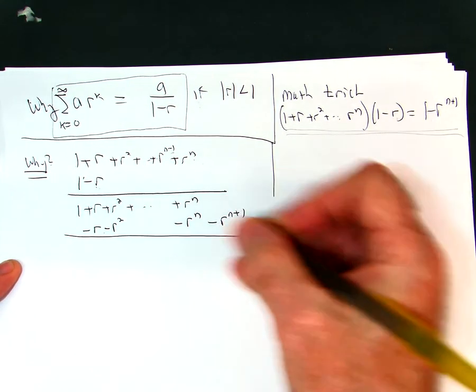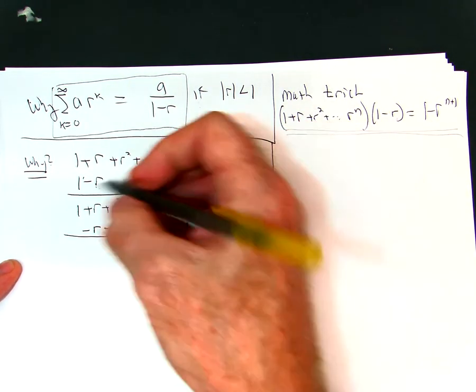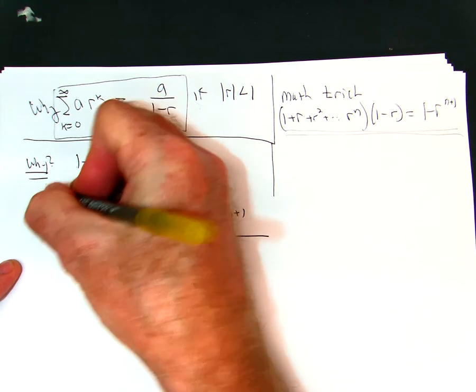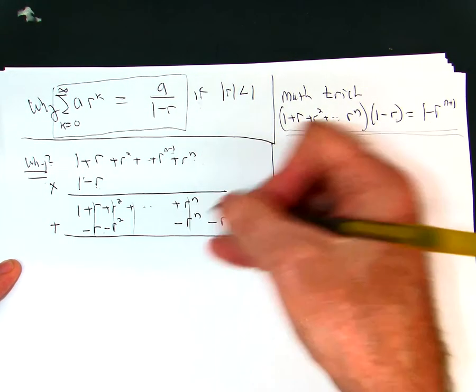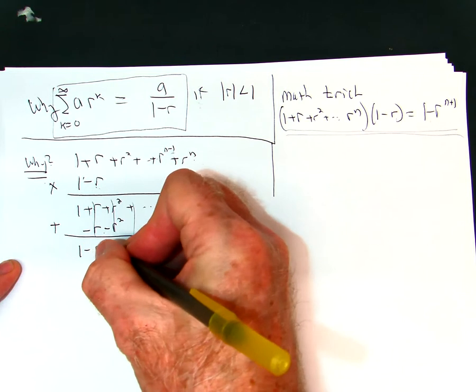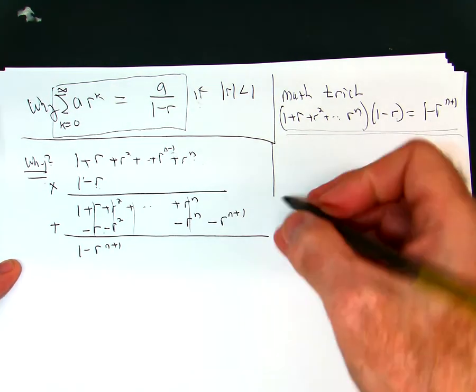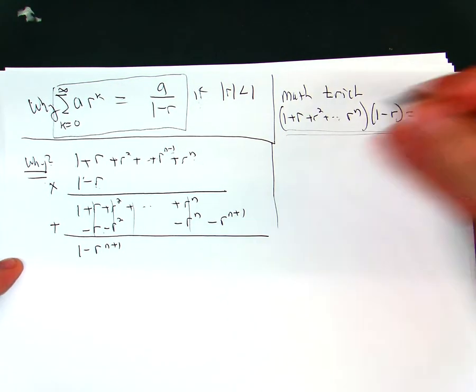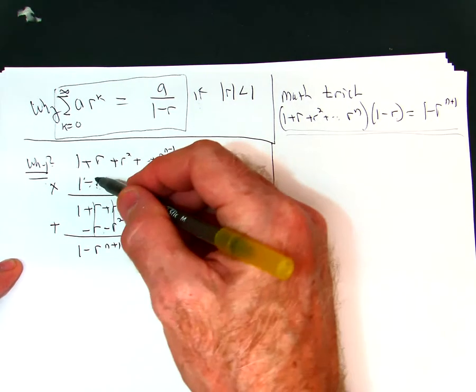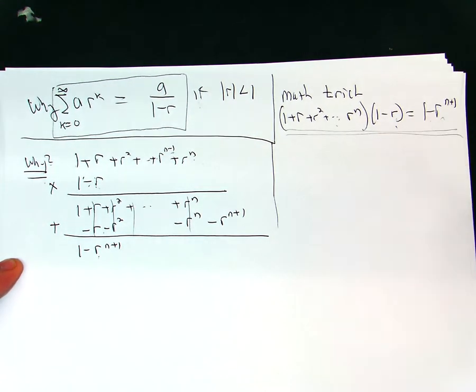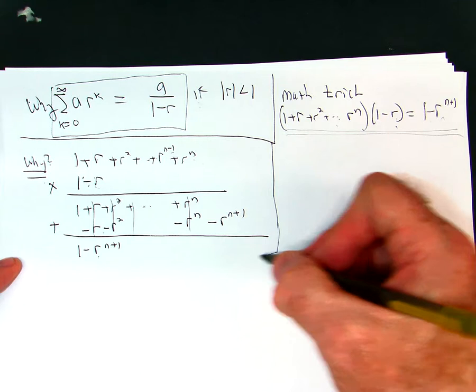Now I add these two things together. This is times. This is addition. Cancel, cancel, cancel, cancel. I'm left with 1 over that. So what that tells me is that this times this is equal to this. This times this, the same thing. Okay, I hope that makes sense.